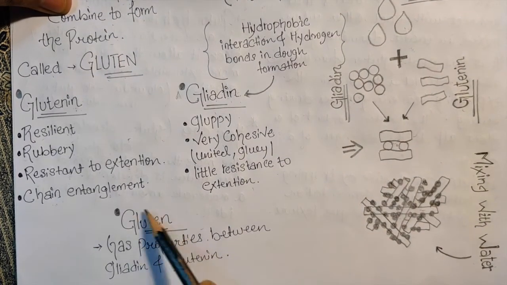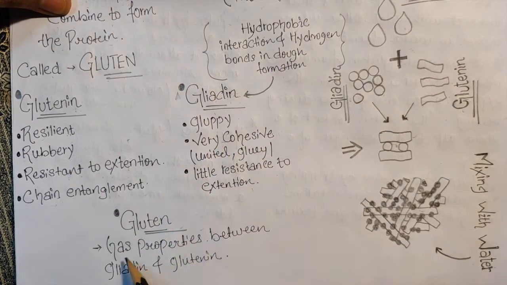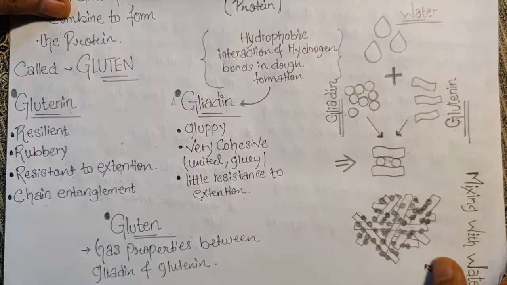So how will the gluten be? Very easy, right? Gluten has a property between the gliadin and glutenin. Clear, right? Let's go to the next page.